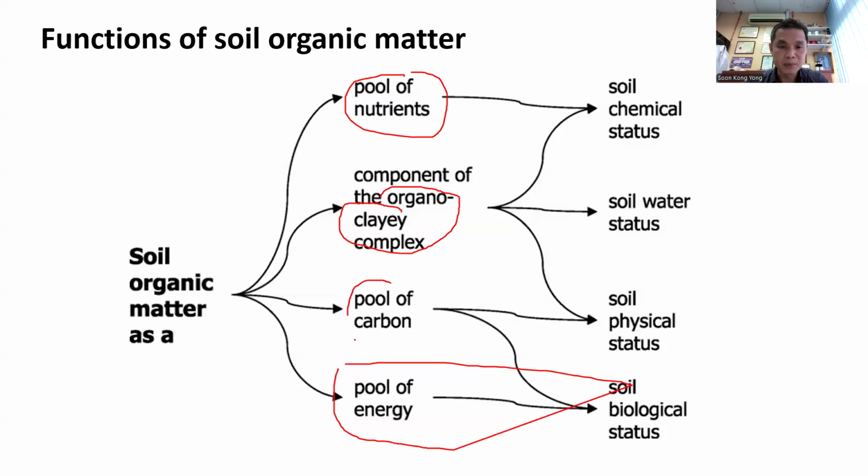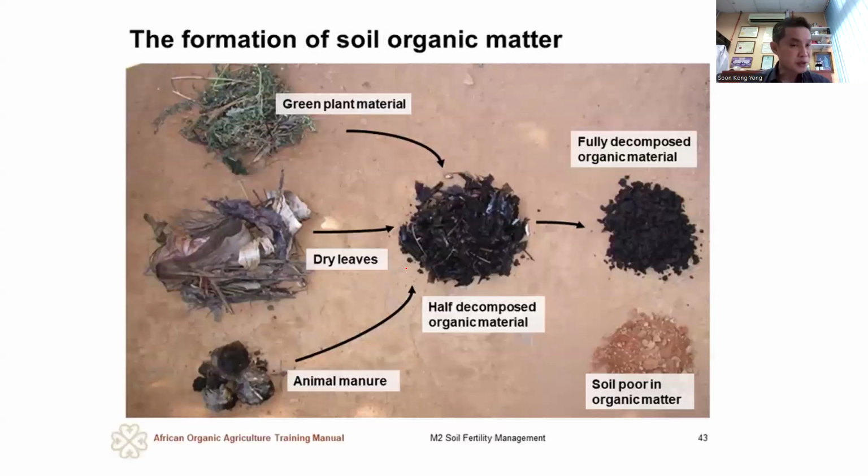And during the conclusion, I'll possibly touch on this one, the pool of carbon. So here's what you can see. Now, how does organic matter look in real life? It can be as green as this green material, the fresh residue we call it. After a certain time, bacteria, or most likely yeast or fungus, will decompose it into dry leaves. And then one source that I forgot is animal manure.